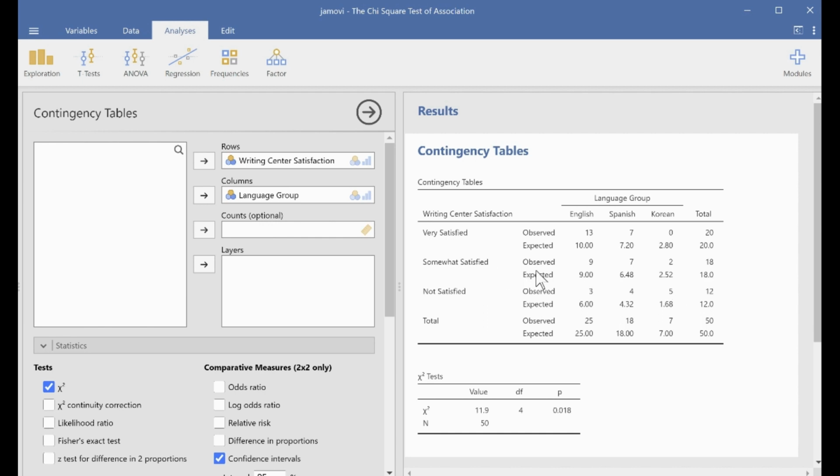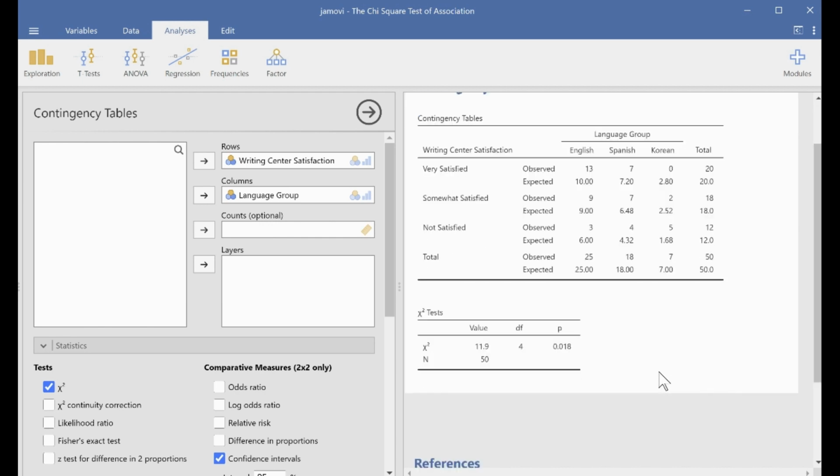If we look at the somewhat satisfied, we see that the English is very much in line, the Spanish is very much in line, and the Koreans are more or less in line. With that, all that's left to do is to report this, and we do see that in this particular case there is a relationship between the language group and the degree of satisfaction. These results, of course, do not explain why that is. They just show that there is an association here.